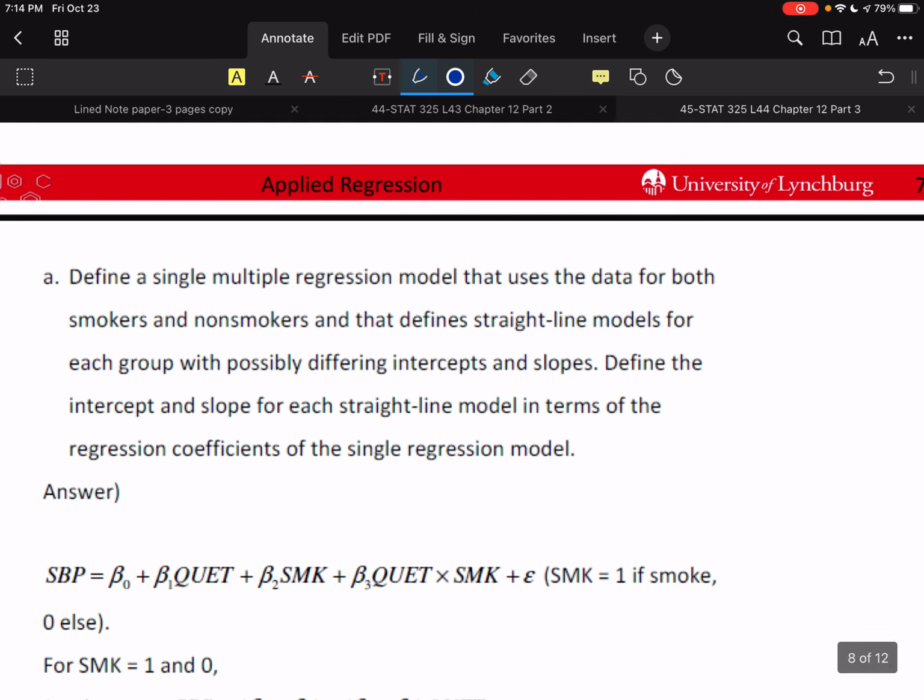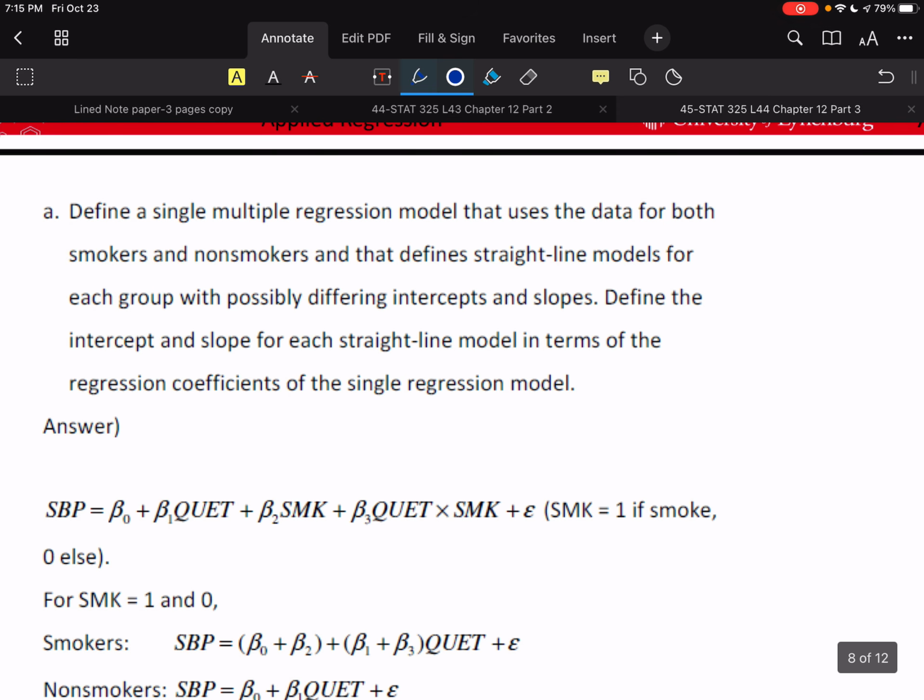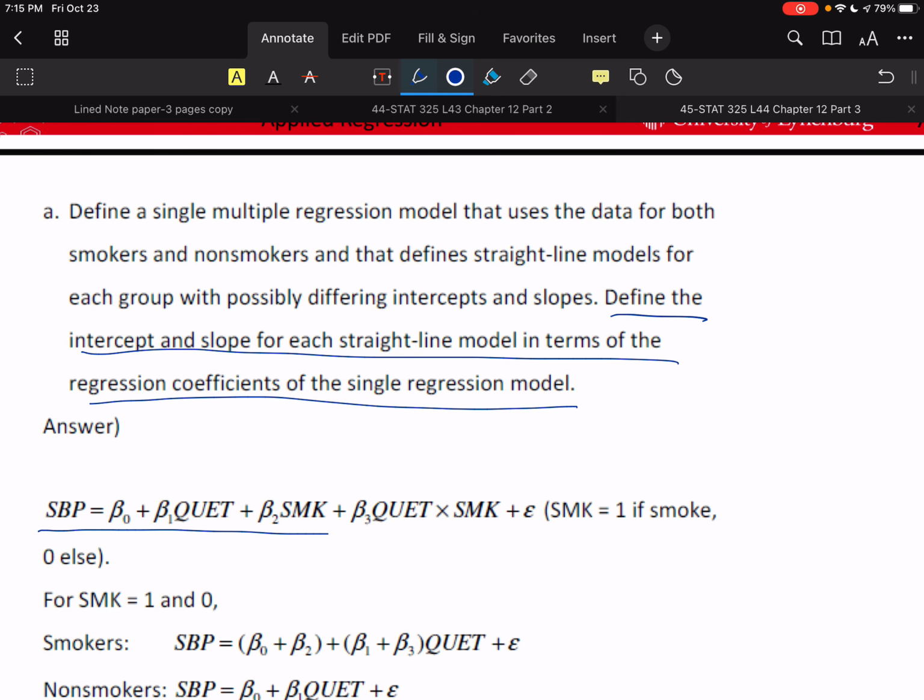So we want to define a multiple regression model that uses both the smokers and non-smokers, and that defines straight line models for each group with possibly differing intercepts and slopes. Then it goes on to say something that might be confusing, because I don't consider it very necessary: define the intercept and slope for each straight line model in terms of the regression coefficients of the single regression model. I guess that is important because we want one single model. So this is the model that we come up with.